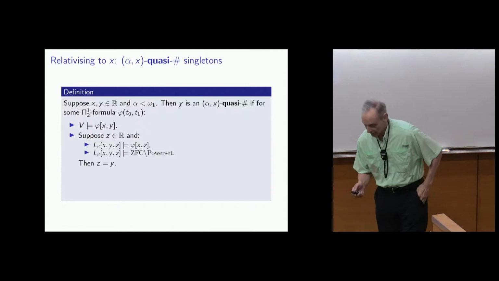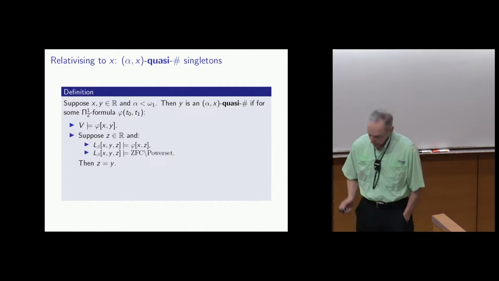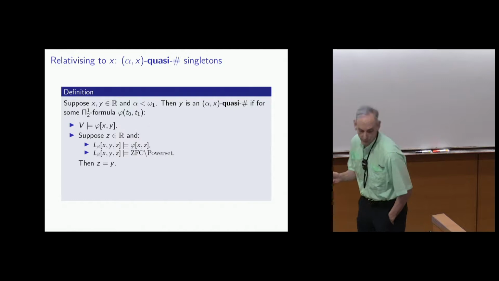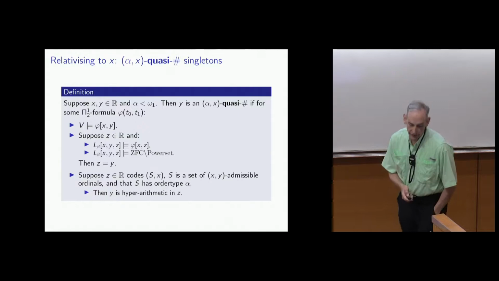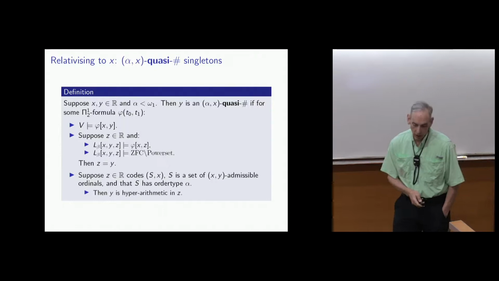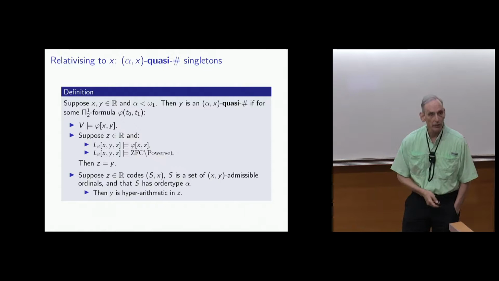Suppose x and y are reals, alpha is less than omega 1, then y is an alpha x quasi-sharp if we have a Pi 1 2 formula, this is the singleton condition. So y is a Pi 1 2 x singleton, recognized as that in any well-founded model of Zermelo to which it belongs. And then we have the recovery condition. Suppose z codes s and x. S is a set of xy admissible ordinals, everything's relativized to x, and S has order type alpha, then y is hyperarithmetic in z. So it's just relativizing the notion of an alpha quasi-sharp to a real in the obvious way.